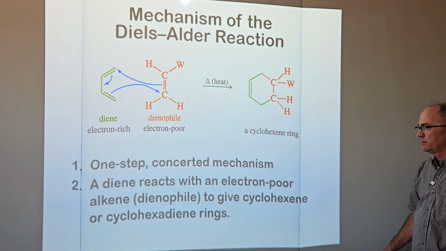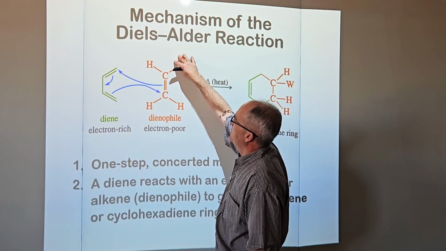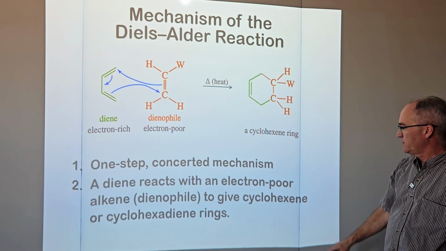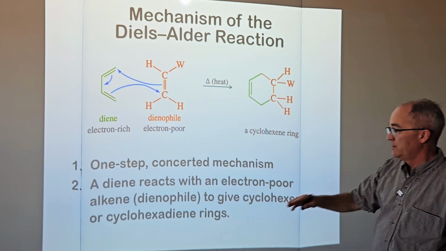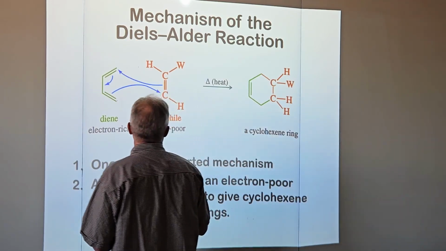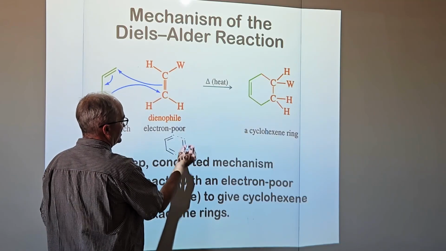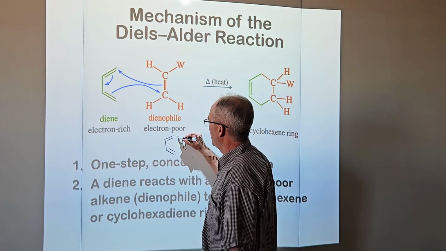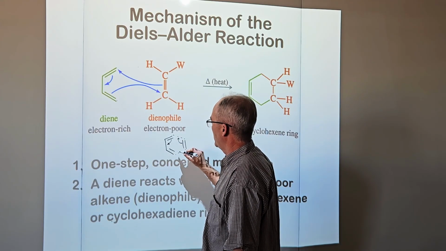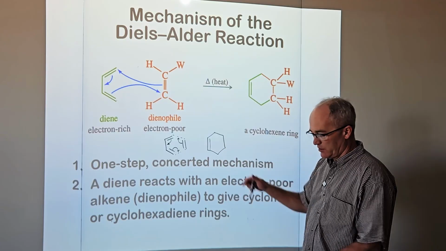And it says a 1-step concerted reaction. Diene reacts with an electron-poor alkene. It's electron-poor because it's got this electron withdrawing group, to give cyclohexene or cyclohexadiene rings. So in short, if you can imagine this thing just kind of forming, there's our cyclohexene, but a pair of electrons jump there to form that bond, a pair of electrons jump there to form that bond, that one jumps there. That's how you want to visualize this.